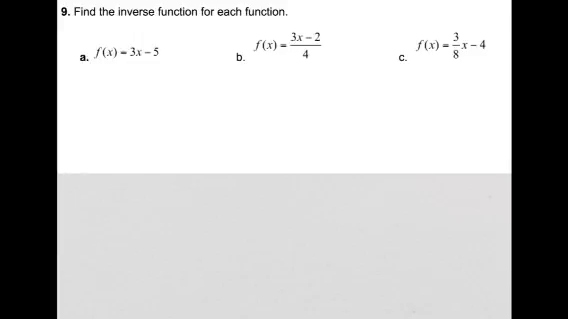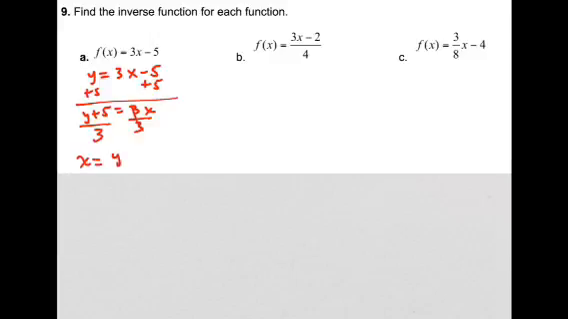Alright, so finding the inverse, remember there are 4 steps. The first one is change the f of x to y. The second one is solve for x, so I'm going to add 5. So I've got y plus 5 equals 3x, so I got to divide by 3. And so now I've got x by itself. Once you do that, the third step is switch the x and the y.